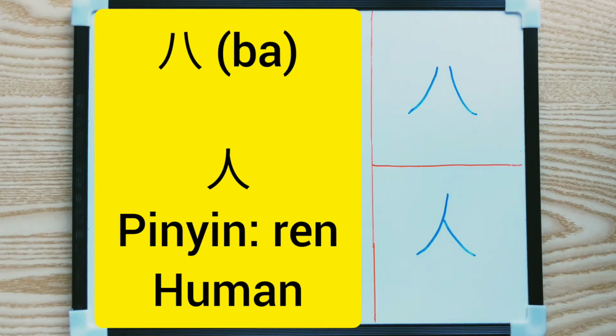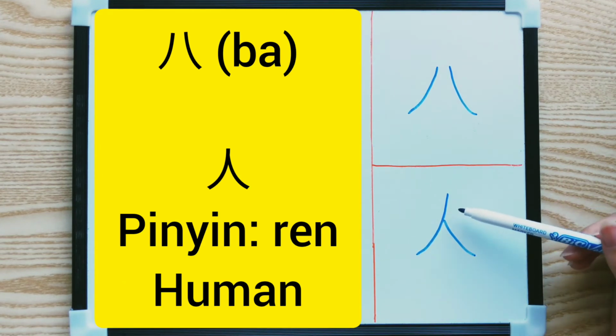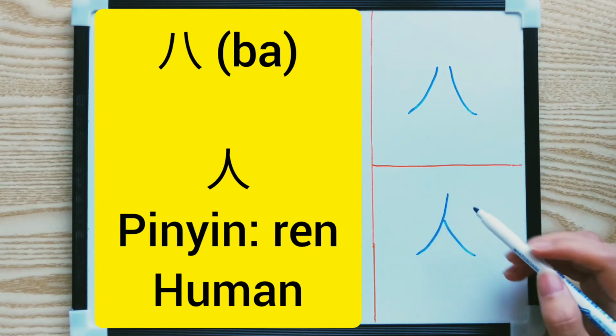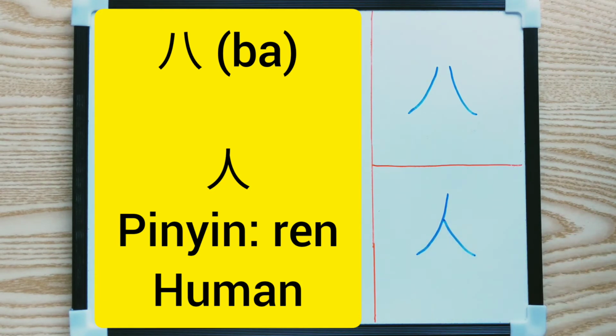Ren. Okay, so now you see these two strokes are connected from here, and this is a different character, and that means a person or human being. The next character I'm going to show you is based on this one.